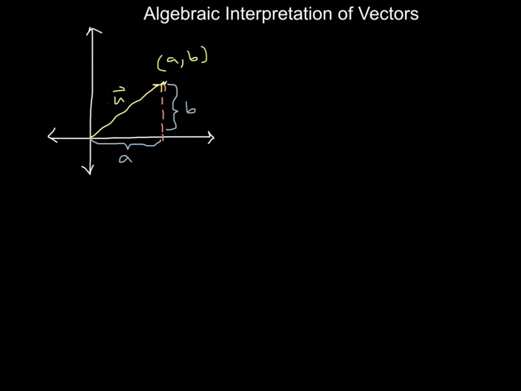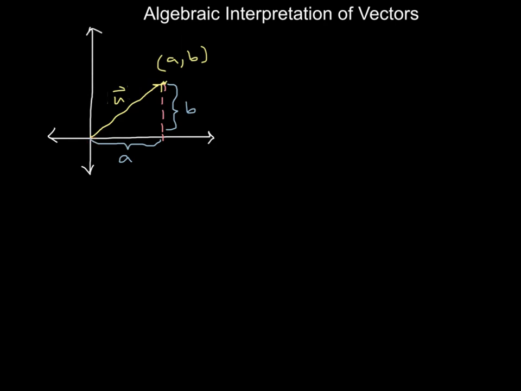Now let's take a look at the algebraic interpretation of a vector. One of the things you have to keep in mind is that vector equality just depends on the two vectors having the same magnitude and the same direction. So location is not part of that. And so like we had with angles, we can talk about the standard position of a vector. The standard position of a vector is one where the tail of the vector is at the origin.